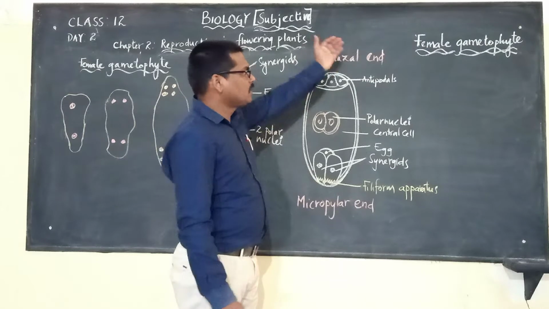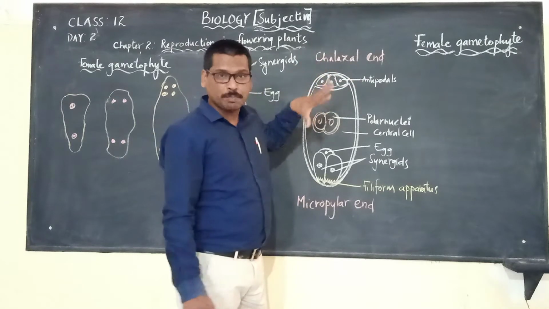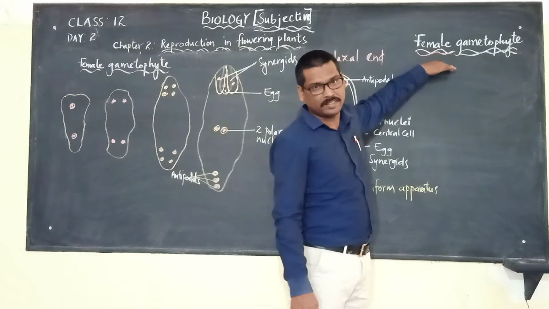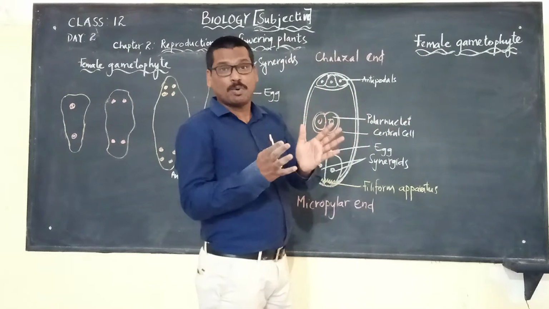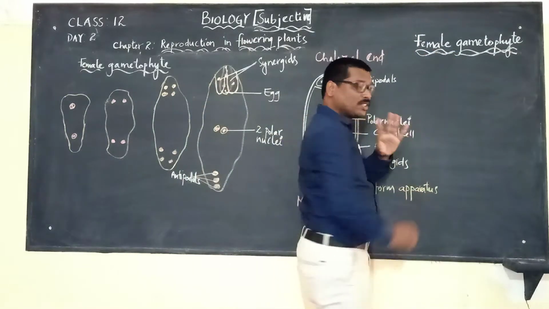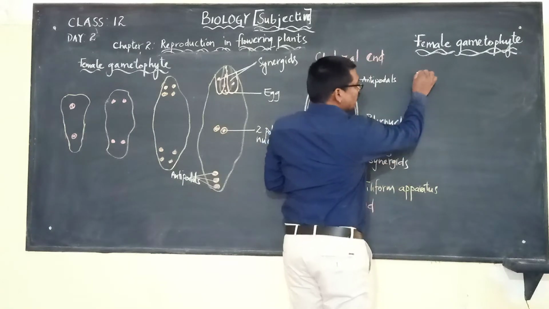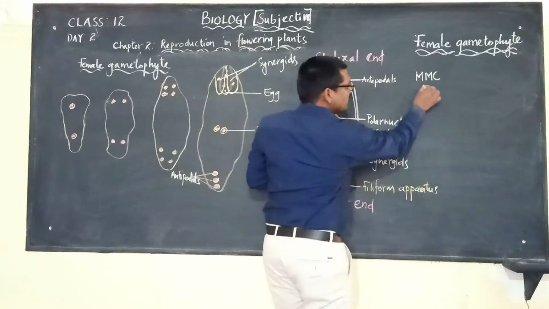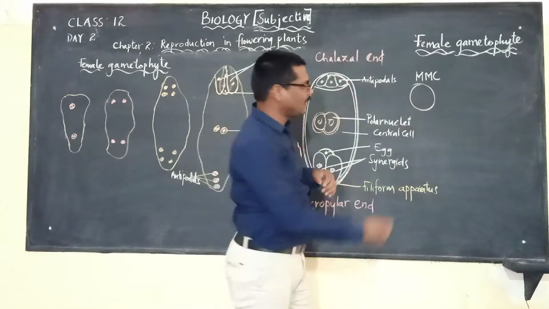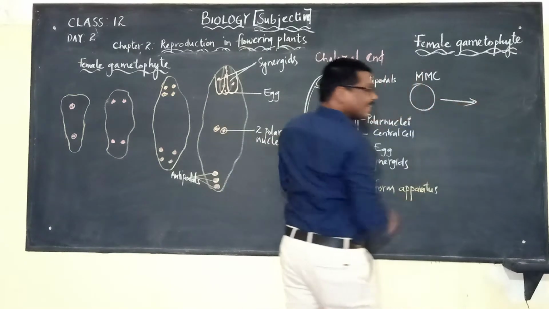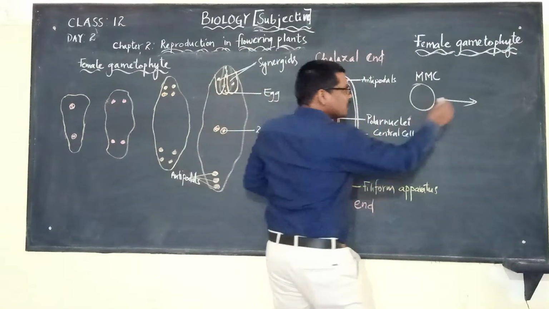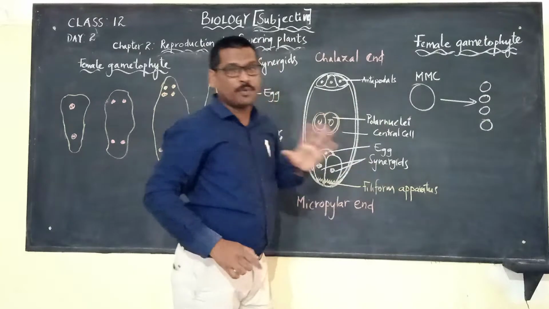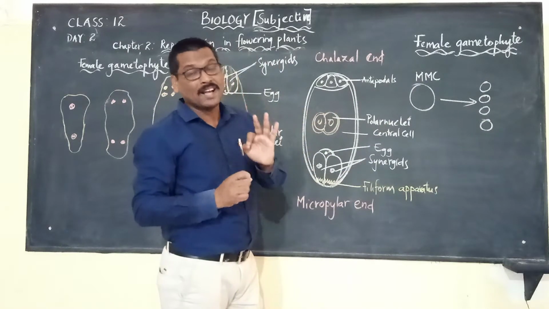So we just completed megasporogenesis. Now we are going to discuss the female gametophyte. At the end of megasporogenesis, we said that 4 cells are formed from the megaspore mother cell. If we assume that this is a megaspore mother cell, when it has undergone meiotic division, meiosis, it has formed 4 cells, and all these 4 cells we call megaspores.